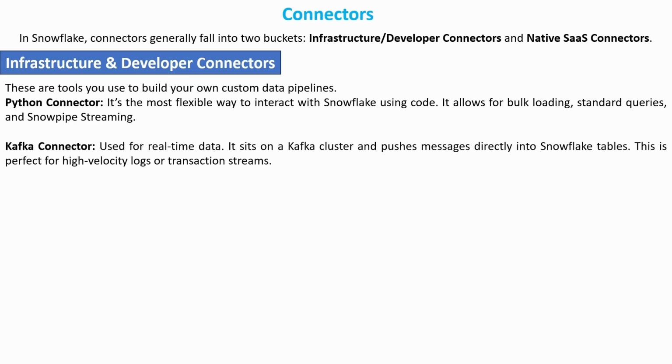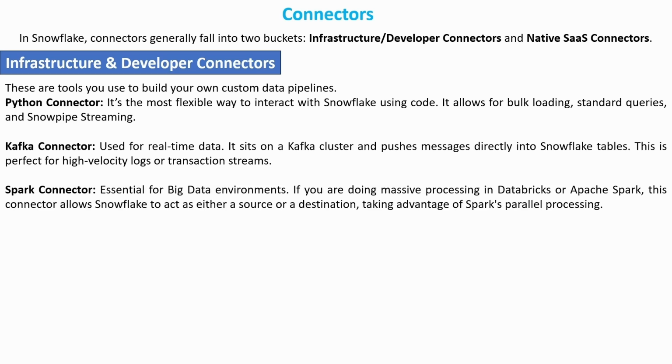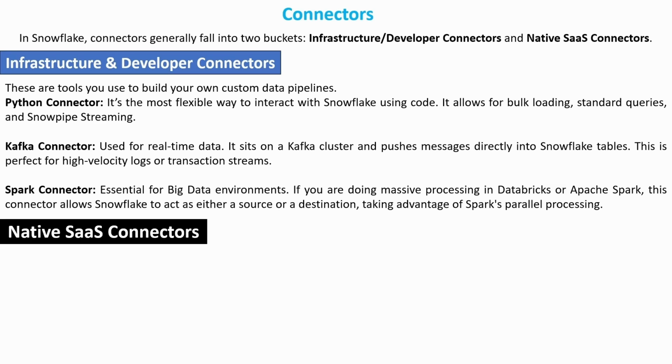Next is the Kafka connector. It is used for real-time data. It sits on the Kafka cluster and pushes messages directly into Snowflake tables. This is perfect for high velocity logs or transaction streams. Third is the Spark connector. It is essential for big data environments if you are doing massive processing in Databricks or Apache Spark. This connector allows Snowflake to act as either a source or a destination, taking advantage of Spark's parallel processing.